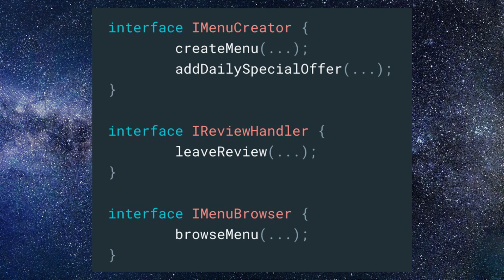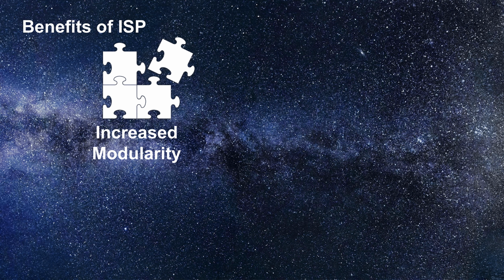By breaking down the interface into smaller, more specific ones, we can ensure that each client only depends on the methods they require. This allows for easier maintenance and version control, as changes made to one interface will not affect the other clients. Additionally, the use of smaller, more specific interfaces makes it easier to develop and test individual components of the system. Benefits of ISP.